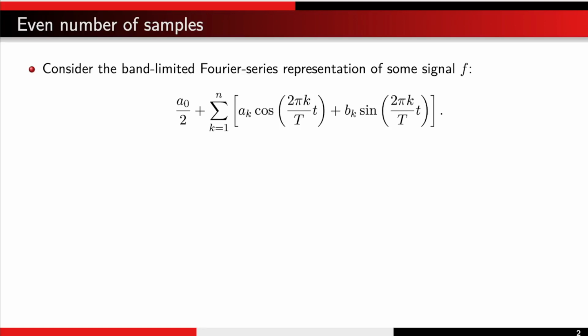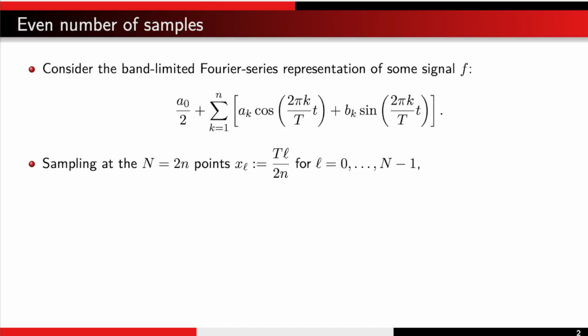So there are 2n plus 1 unknowns, and if we sample f at 2n plus 1 points, we have a linear system in 2n plus 1 equations and 2n plus 1 unknowns. But it is actually possible to sample only at 2n points. So let capital N equal 2 times n, and the points we sample f at are xl, defined as T times l divided by 2n, where l ranges from 0 to capital N minus 1.